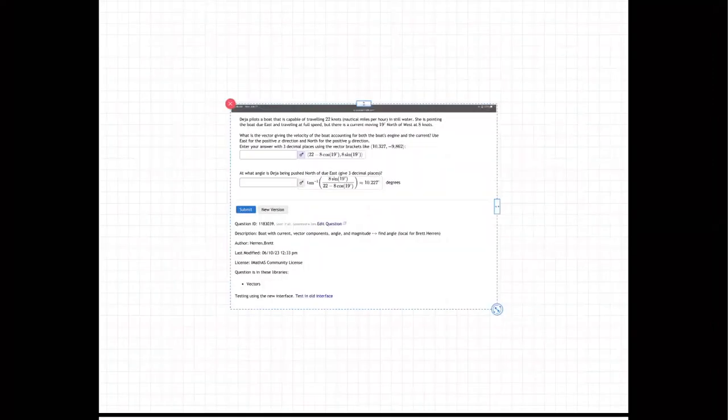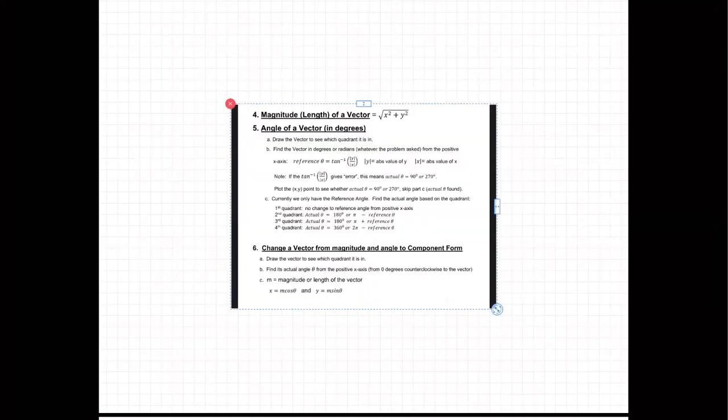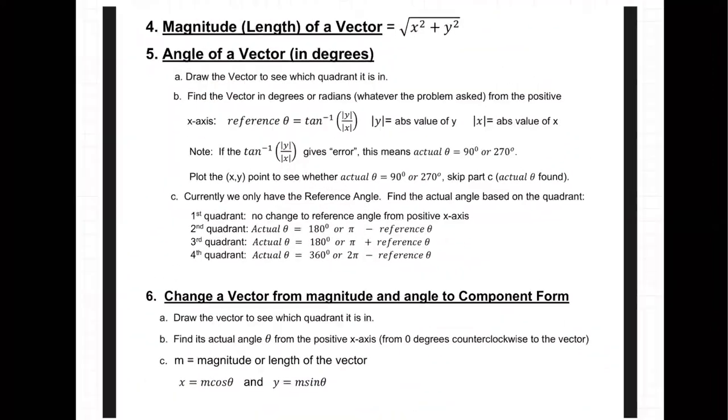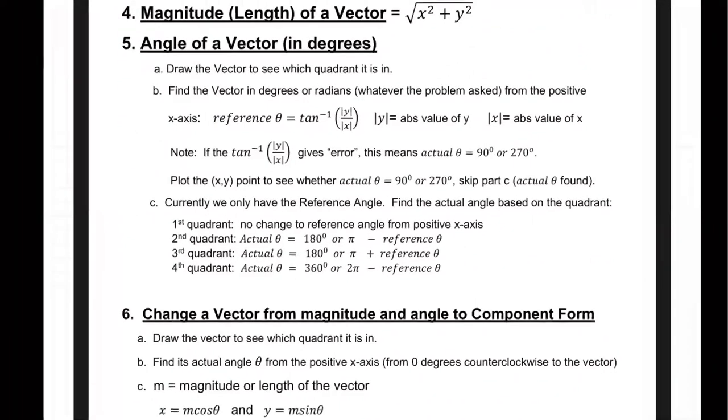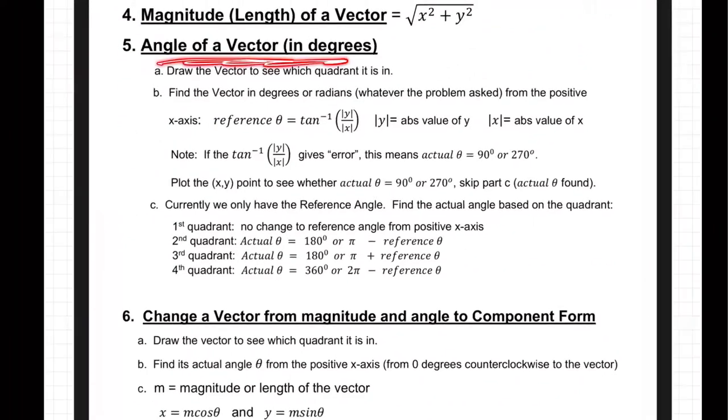Let me put in, whoops, that's not the right thing. I think it's back right there. No, it's not. It's right there. There it is. There's the notes. And that tells us how we get the angle of a vector. You draw the vector, see what quadrant it is, and then you find the angle doing inverse tangent of absolute value y over x, and then you do the quadrant thing.